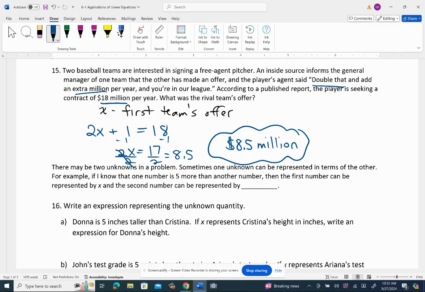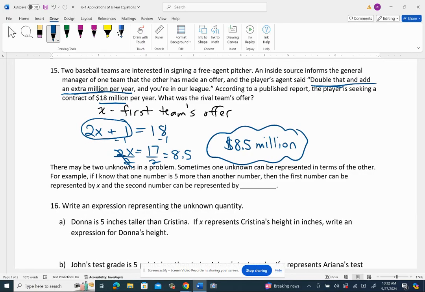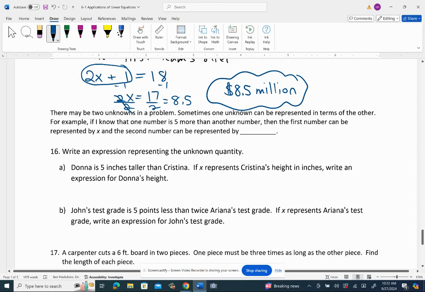All right, so on that problem, I just let X represent the first team's offer, and then I was able to look at what the other team's offer would be by translating that, double that, and add an extra $1 million, translating that into 2x plus 1, and I knew that that would need to equal 18, so I was able to then just solve the equation. All right. So there may be 2 unknowns in a problem. But if we can represent one unknown in terms of the other, we can keep it where our equations will only have a single variable in them.